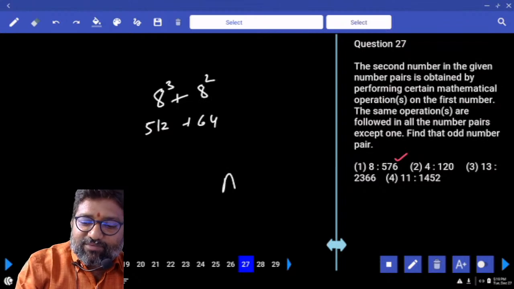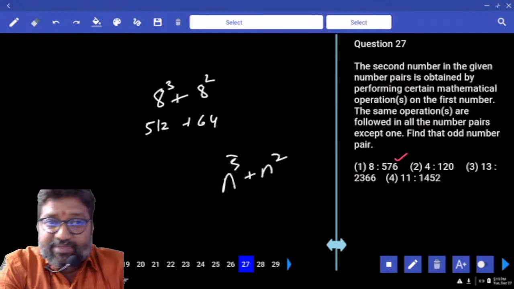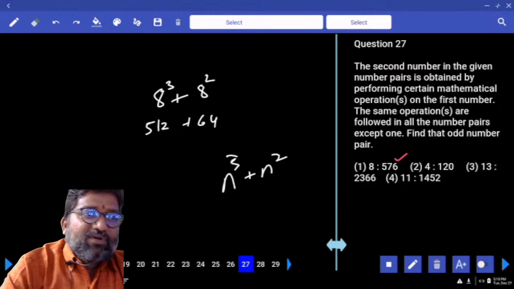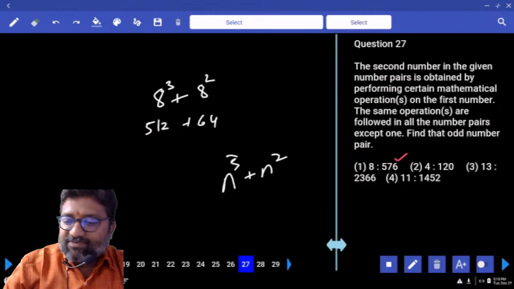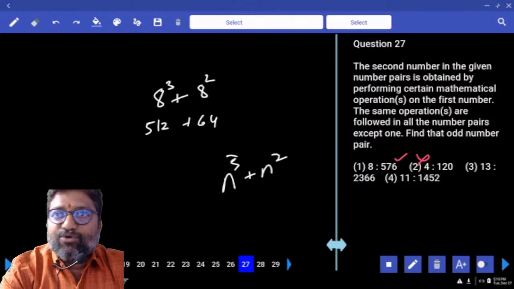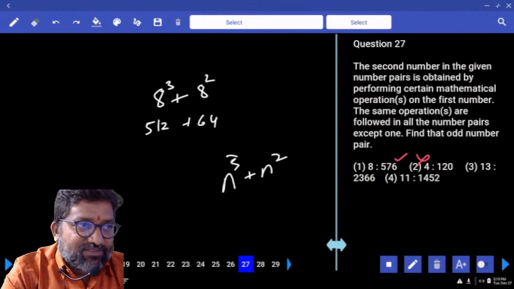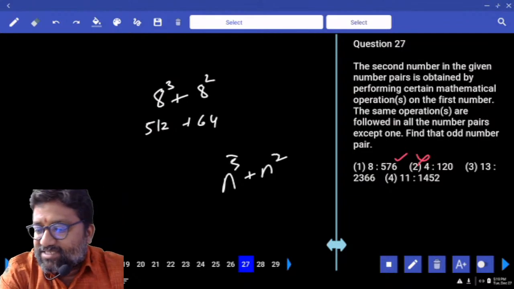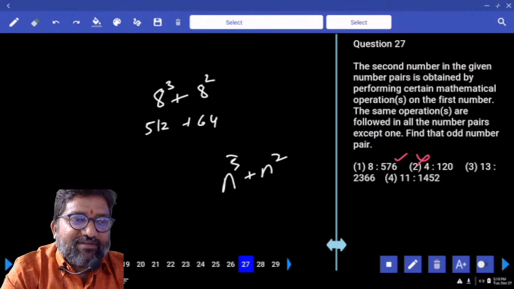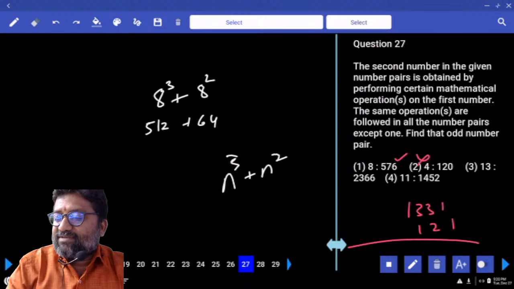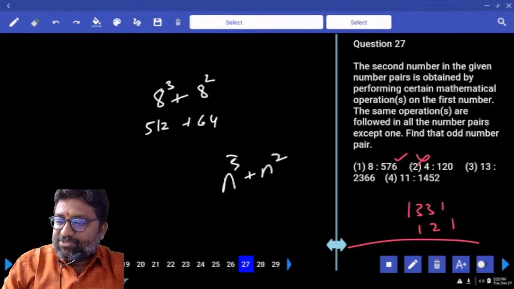So this is in the form of n cube plus n square. If it is n cube plus n square here, maybe the next one is also n cube plus n square. 4 cube is 64 plus 16, is it 120? No. 13 cube is 2197 plus 169. 2197 plus 169, is it 2366? Yes. Next, 11 cube is 1331 plus 121. Is it correct or not? Yes.